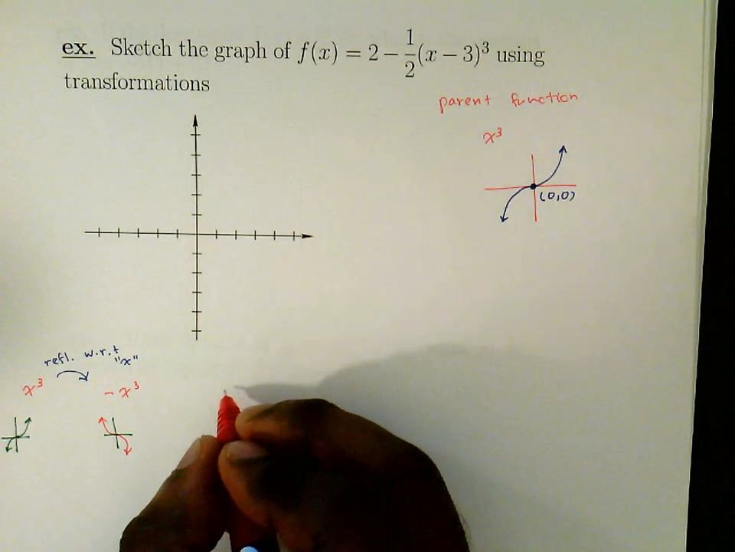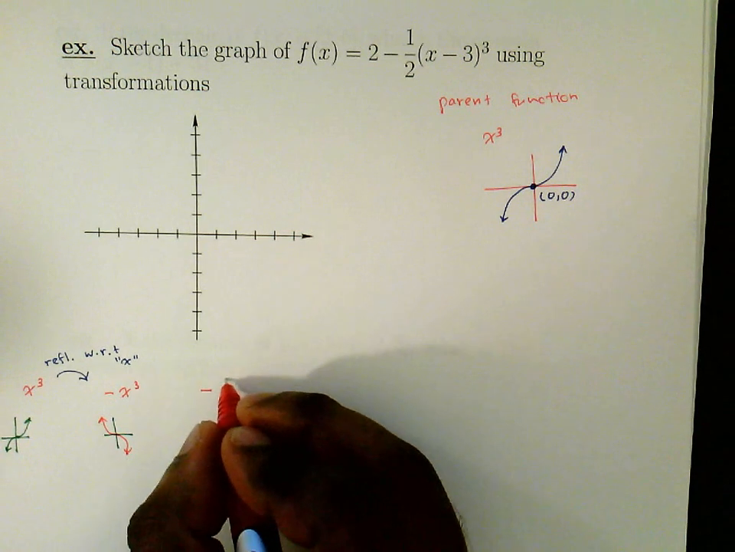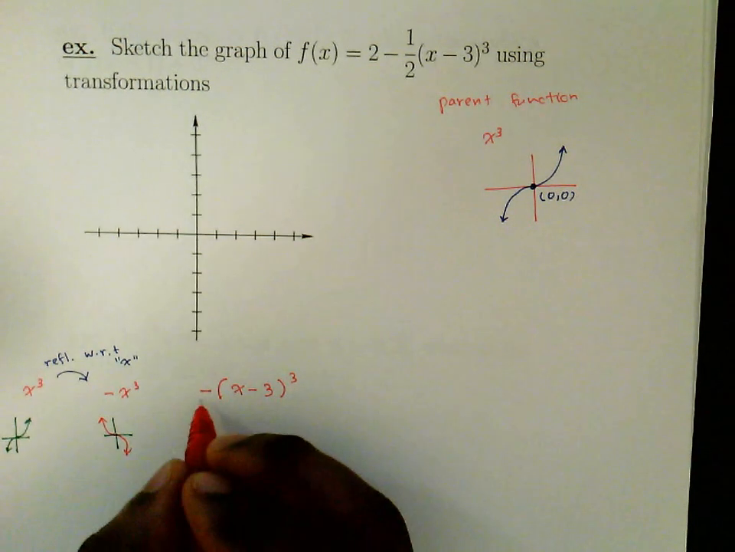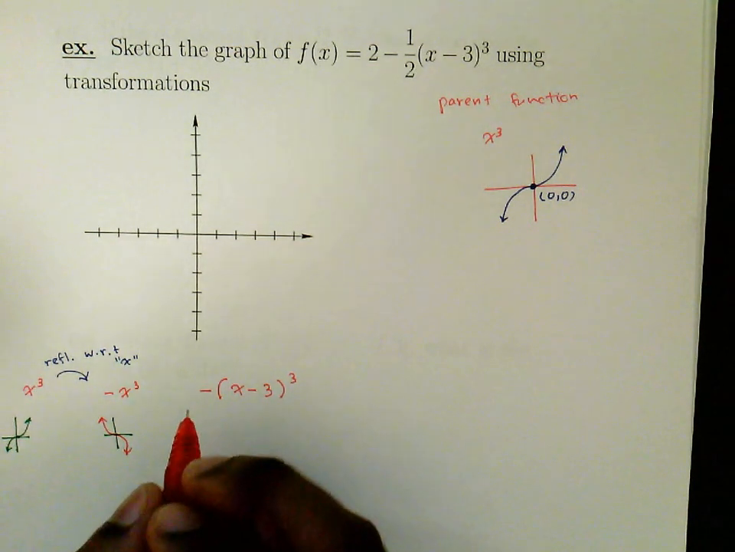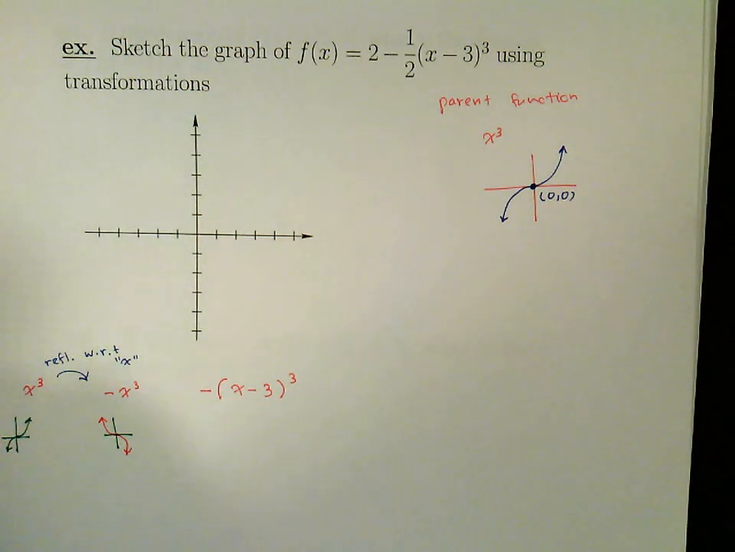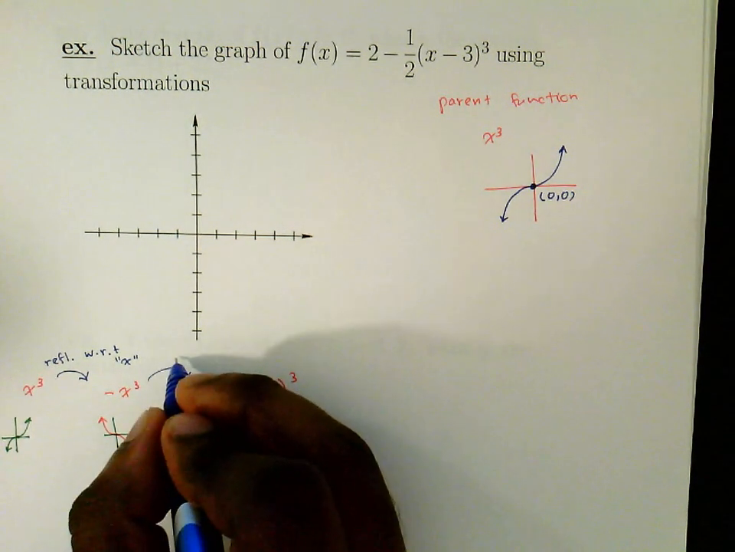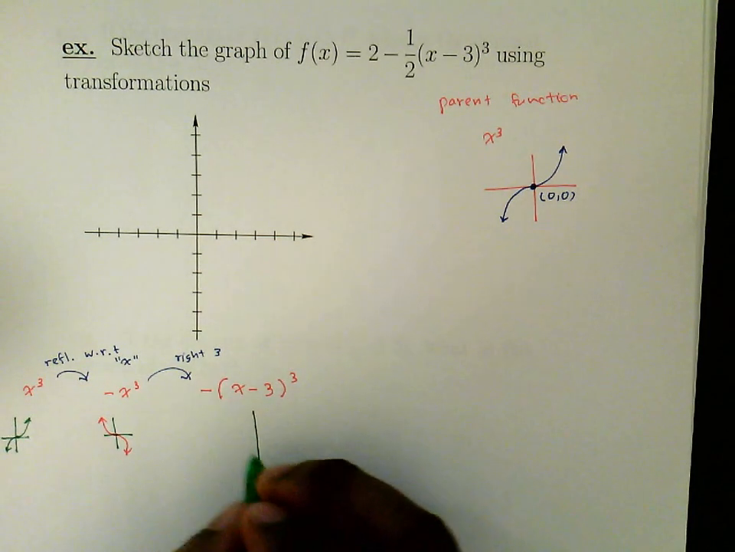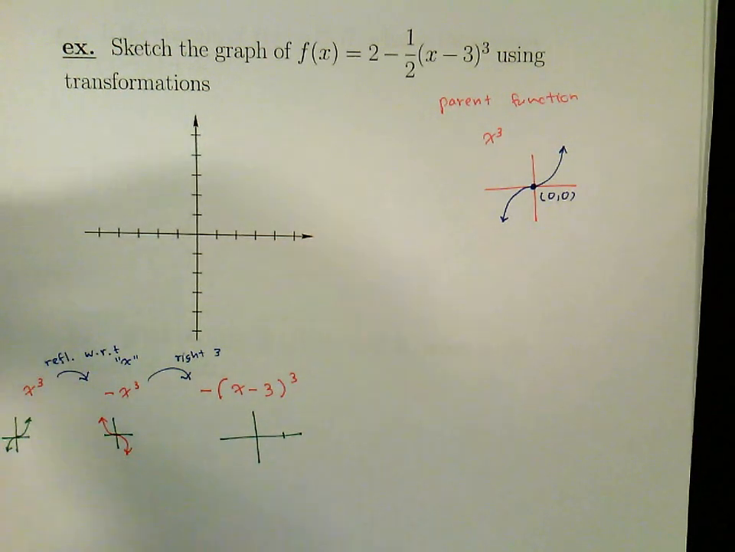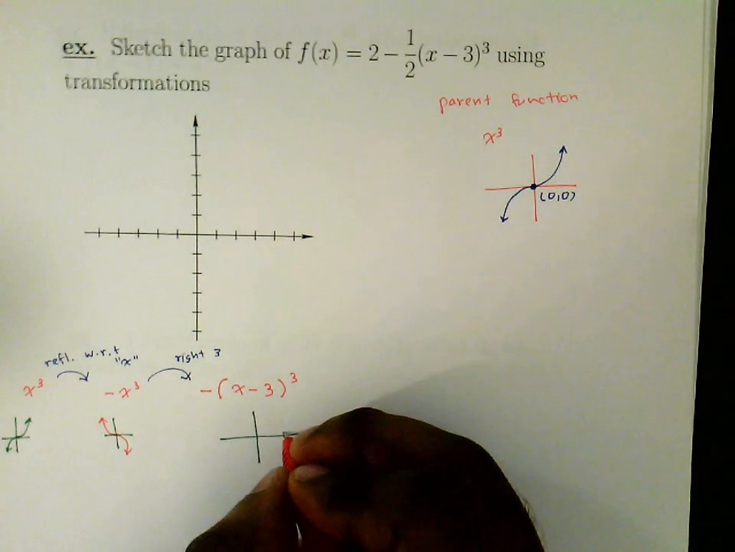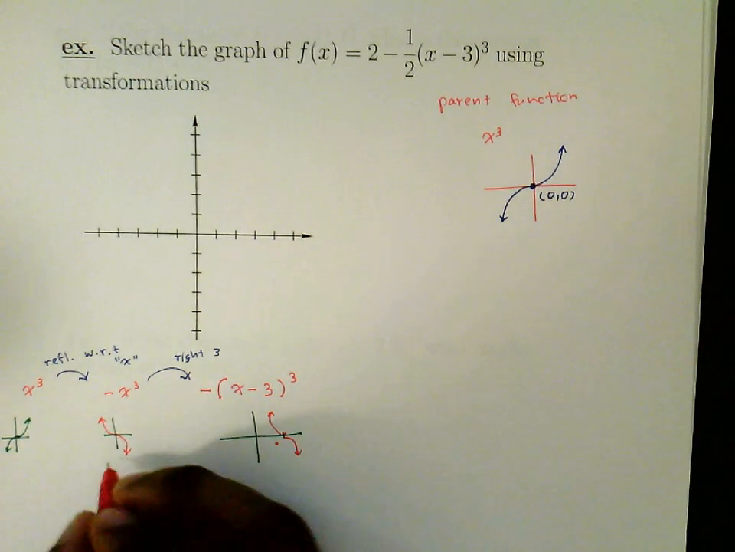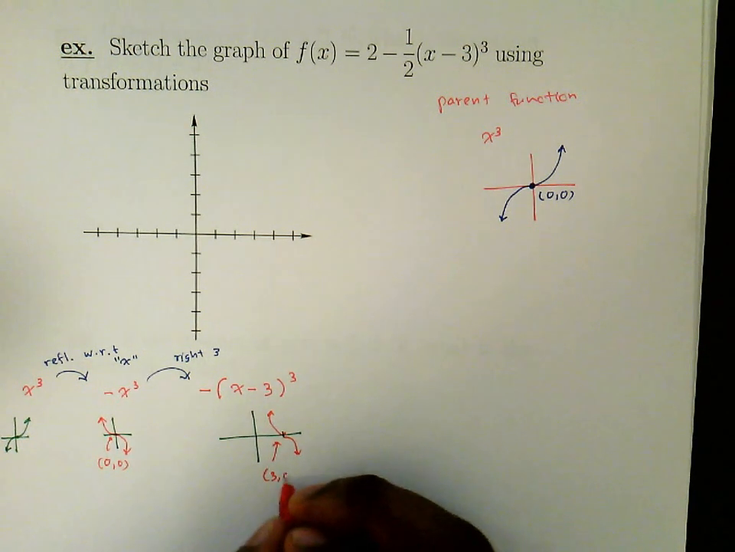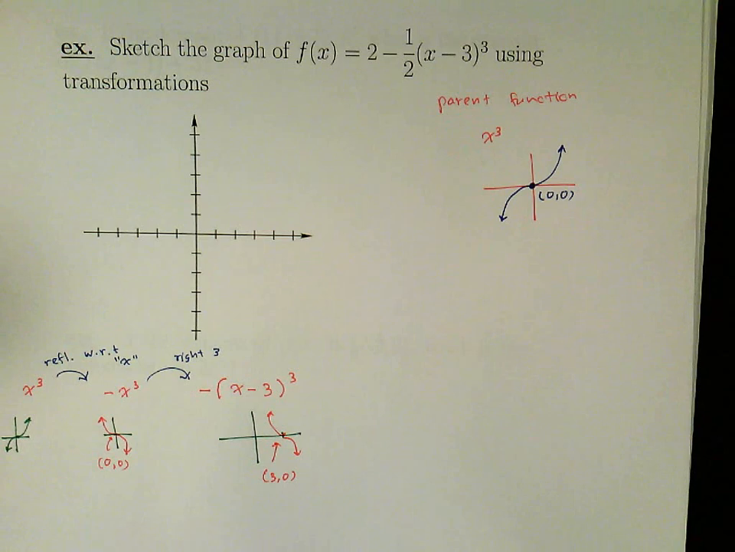So the next one would be shifting, and that would be x minus 3 cubed. And remember, this negative sign was outside, so that is not a really big issue now. But this is right 3. You can stop the video, think about things, and then come back. So right 3. So now that this point 0, 0 here moved right 3, so that would be 3, 0.